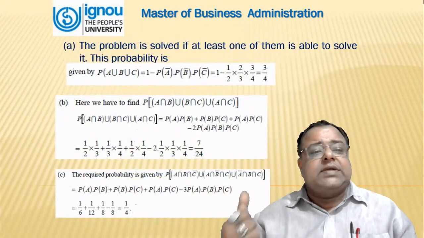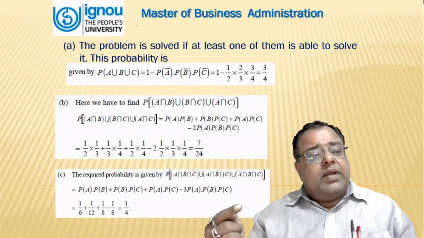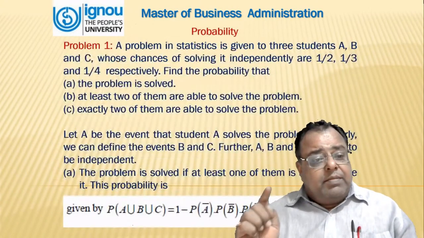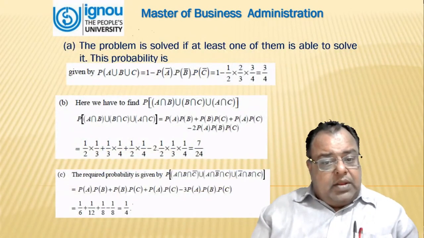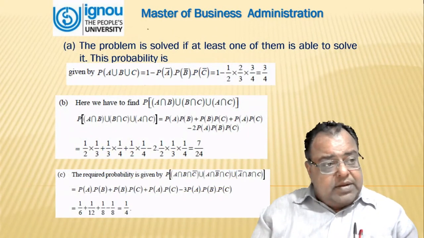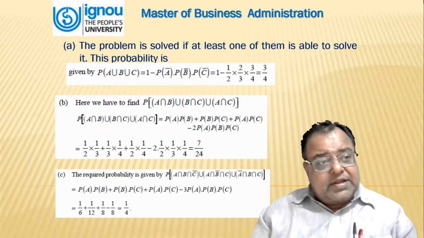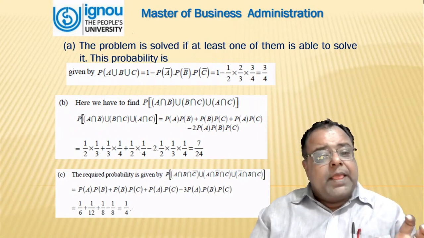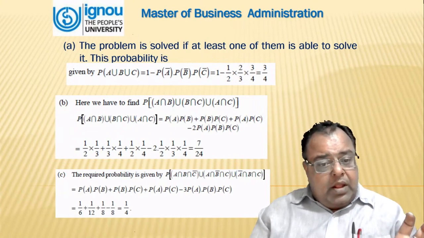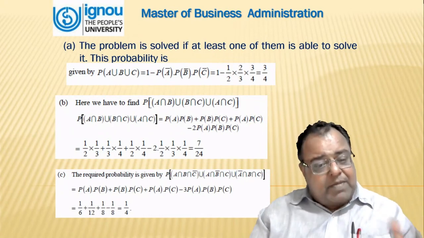Secondly, the problem is solved by at least two of them. In that case, it is P(A and B) plus P(B and C) plus P(A and C) minus 2 times PA, PB, PC. This is a basic relation of sets. So we are applying the set theorem for solving the probability problem.